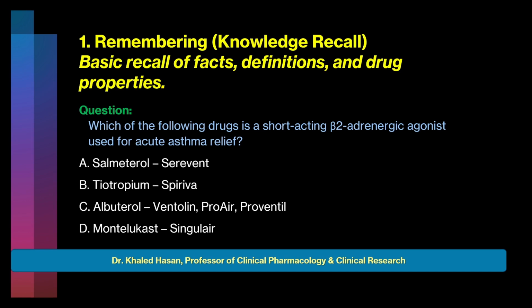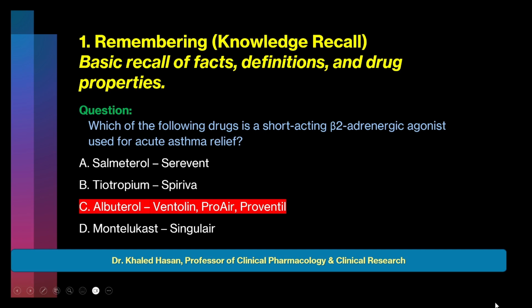So the correct answer will be albuterol, Ventolin, or Proventil. The first one on the list, salmeterol, is long-acting, not short-acting. Tiotropium belongs to the muscarinic antagonists. Montelukast belongs to the anti-leukotrienes. So the short-acting beta-2 agonist will be albuterol.